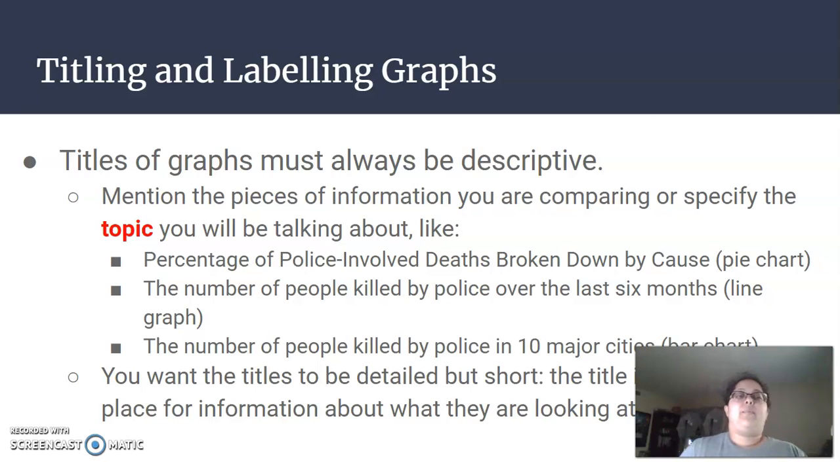So the key thing about titling graphs is you want to make sure that the titles are descriptive. You want to mention pieces of information you're comparing or specify the topic you're talking about, like percentage of police involved deaths broken down by cause, in a pie chart. If you're doing a line graph, you could say the number of people killed by police over the last 6 months. If you're doing a bar chart, you could compare the number of people killed by police in 10 major cities, and each city is one of the bars.